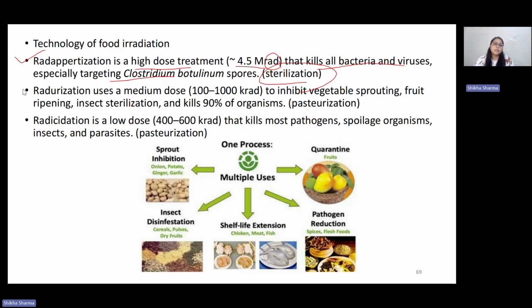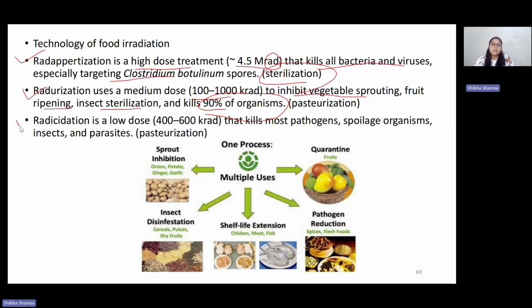Then radurization is a medium dose, 100 to 1000 kilorad, used to inhibit vegetable sprouting and fruit ripening, for insect sterilization, and to kill around 90% of the organisms. So it is a kind of pasteurization method.